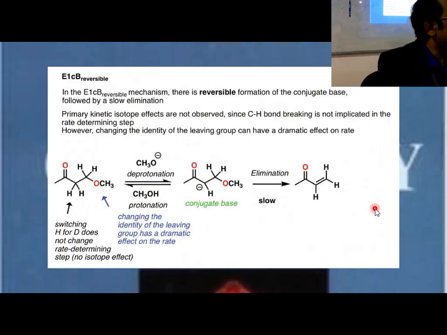Acha, last of all, this is the last thing because time is running out. So it is called E1CV. One example I can give, I think better example I can give. So E1CV, one example is here, but unimolecular elimination via conjugate base mechanism. Unimolecular elimination via conjugate base mechanism. It is called E1CV. What is that?